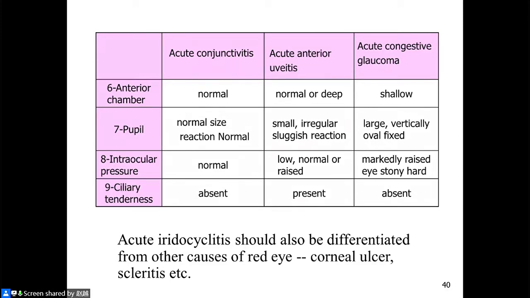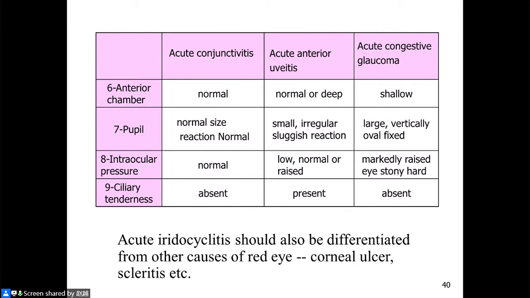7. Pupil. Conjunctivitis: normal size, reaction normal. Anterior uveitis: small, irregular, sluggish reaction. Congestive glaucoma: large, vertically oval, fixed.